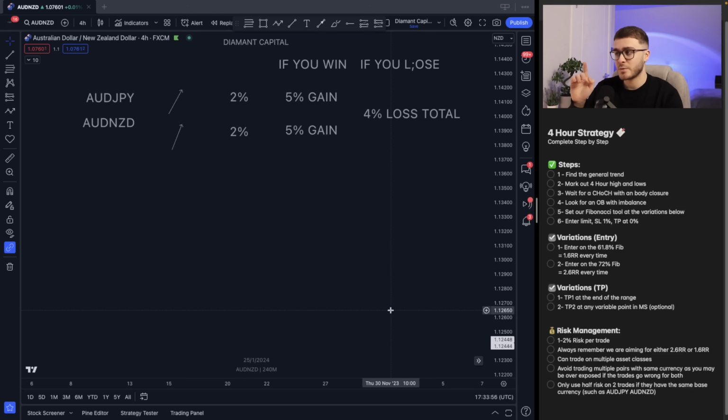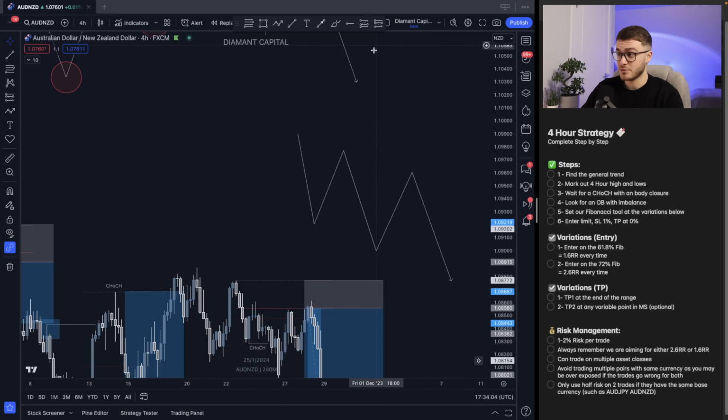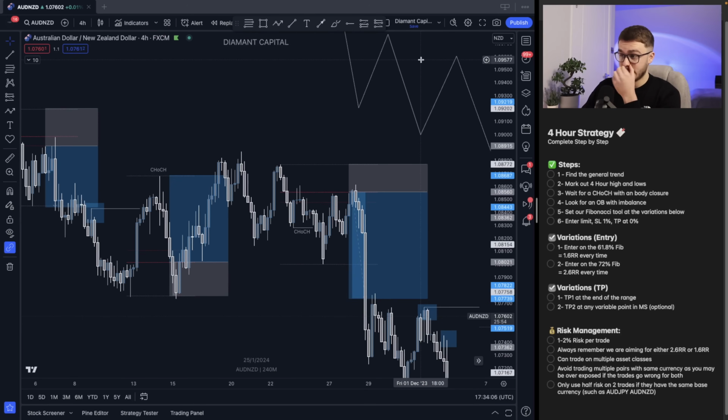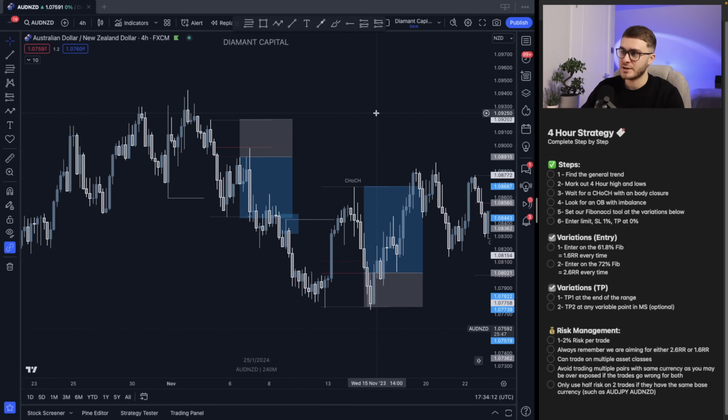Stick to your risk management. This is the one thing that's going to save you in the long term. So many people struggle with trading simply because they can't stick to their risk management at all. It's actually ridiculous, like how easy it is to not over leverage, to not over risk. Just be disciplined. That's my only piece of advice.